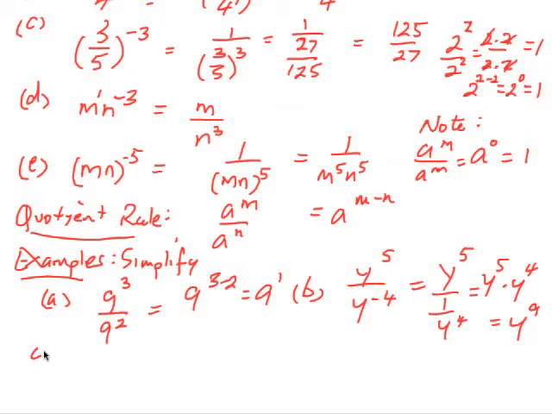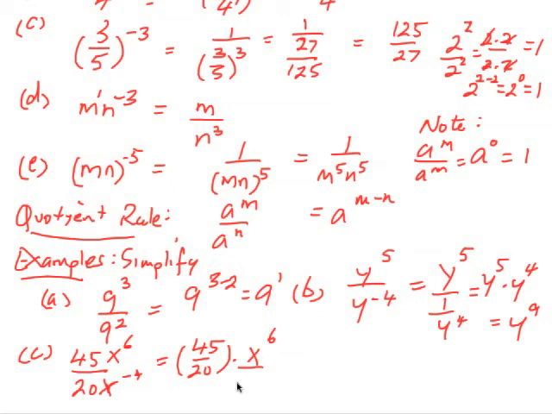Let's suppose we have 45 x to the 6 over 20 x to the negative 4. So now we need to take care of the numbers separately, so let's do that separately like so. And then this will become x to the 6 over 1 over x to the 4, so 5 goes into this, of course, 9 over 4, and this will be x to the 6 by x to the 4, invert and multiply, this will be 9 x to the 10 over 4. Right, and that's how we do that kind of work with exponents, all right, using those exponent rules.